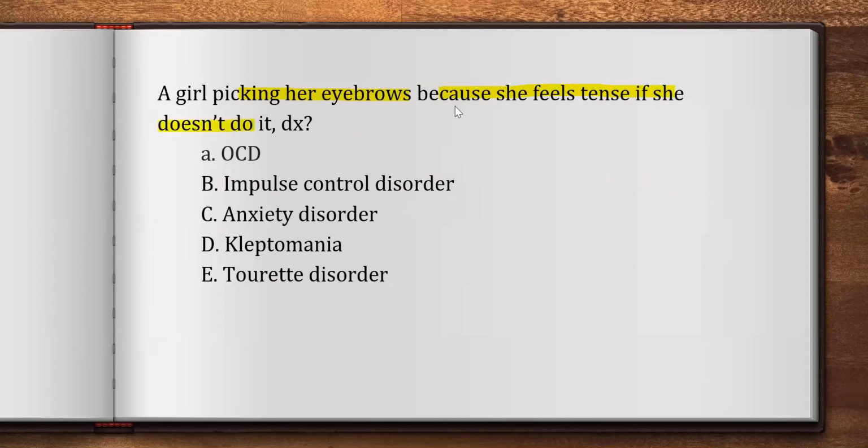What's the diagnosis? So this is a psychiatric question. Is this OCD, impulse control disorder, anxiety disorder, kleptomania, or thyroid disorder? All right. Now, first of all, what is obsessive compulsive disorder? Obsessive compulsive disorder means that you will have an obsessional thought, and then you will have compulsive behavior. The obsessional thoughts are like, you think that if you don't count 20, your mother is going to die.